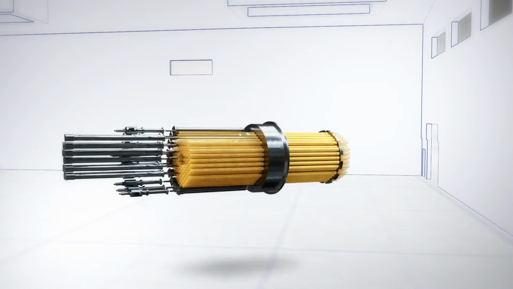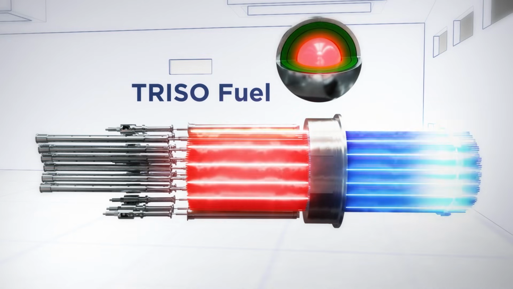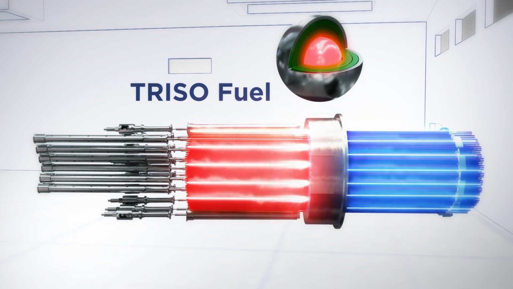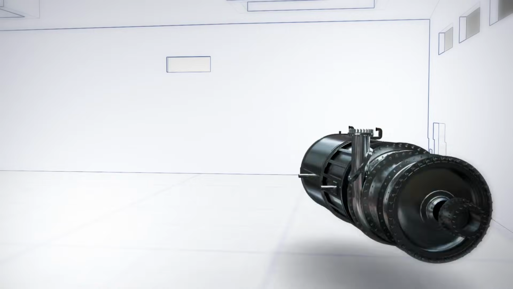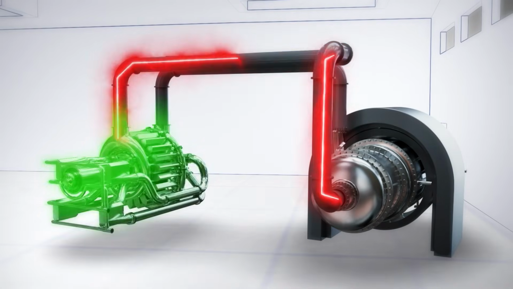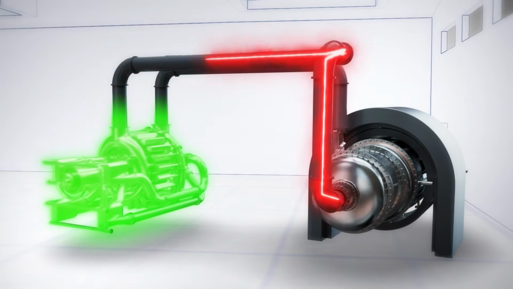Inside the core, a uranium-based fuel with built-in protective layers powers the nuclear reaction. Then, heat pipes channel that energy out of the core, where hot air is converted into a steady flow of electricity.